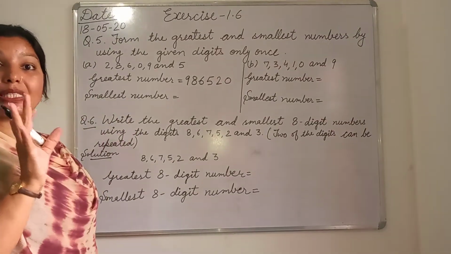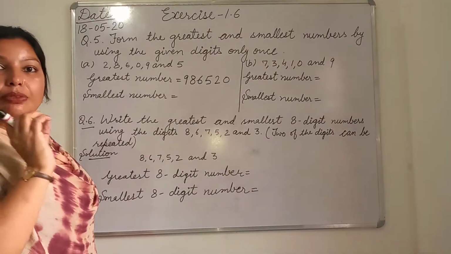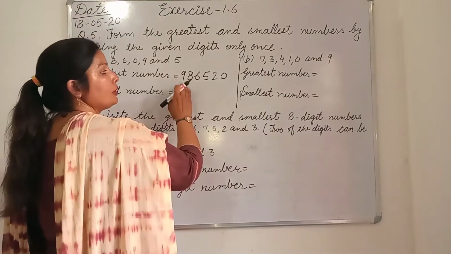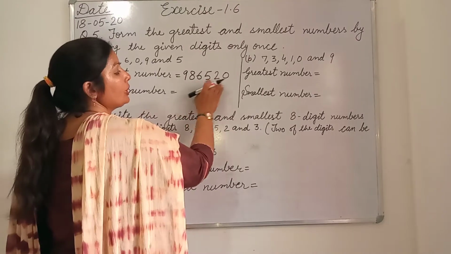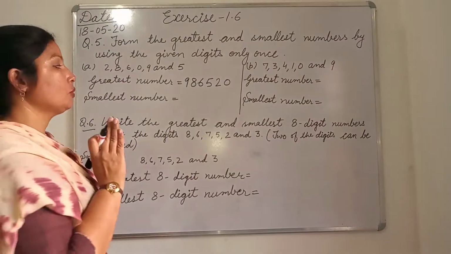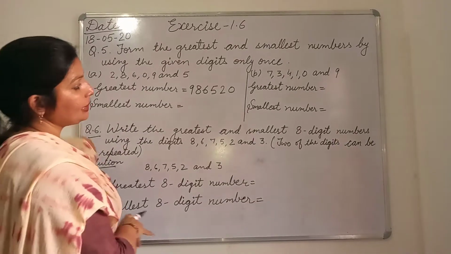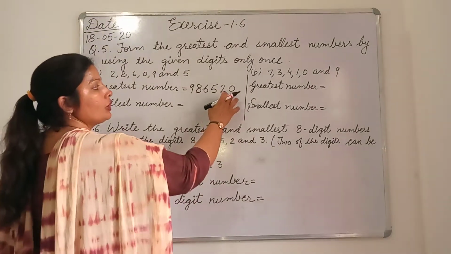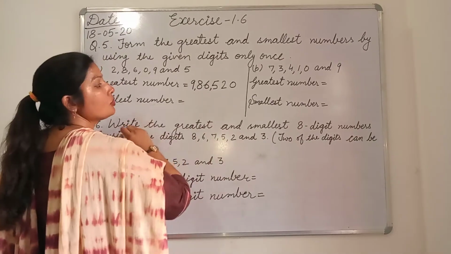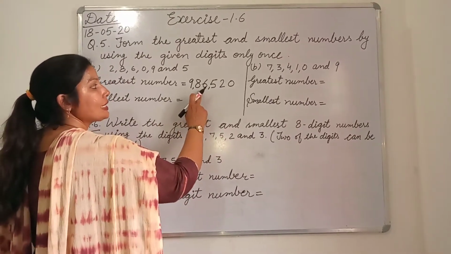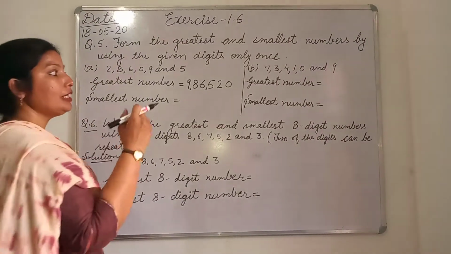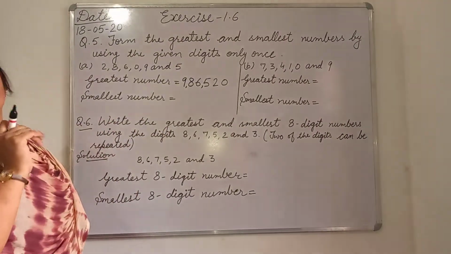You will not leave a single digit. Every digit you will take. And in the greatest number you should arrange them from greater to small. And you will not put commas here. You can put a comma only to separate the periods. So now we can put a comma for separating the period: ones, tens, hundreds, thousands, ten thousands. So the number becomes 9,86,520. Okay. But after every digit we will not put commas.